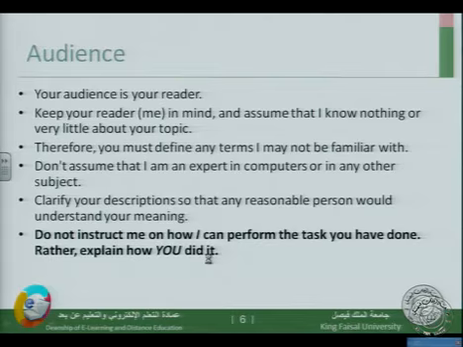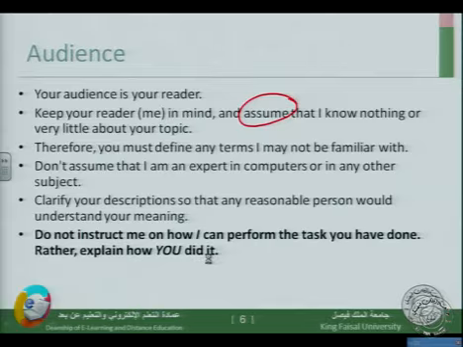You should also remember that your audience is your reader. When you write, I'm going to be your audience. Your friends are going to be your audience, so they will read what you have written. So keep your reader, which means me, in your mind. And assume that I know nothing or very little about your topic. So once you write, you should assume that I know nothing or very little about it.